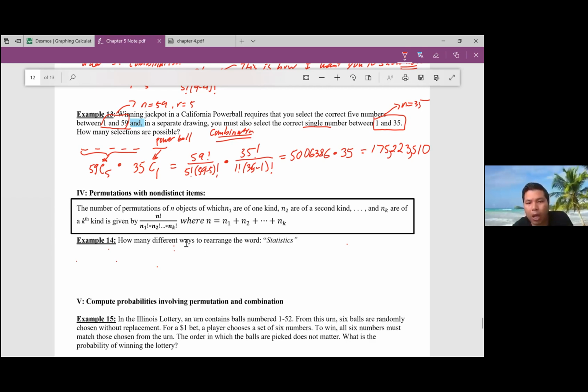How many different ways to rearrange the word statistics? Okay, so we just focus on the letters that repeat the most, and those are the ones that we need to take away. So let's count how many letters we have. 1, 2, 4, 6, 8, 10. So 10 letters, so n is equal to 10. All right, so let's see how many times the S is repeated. S repeats 3 times. So n1 is equal to 3.